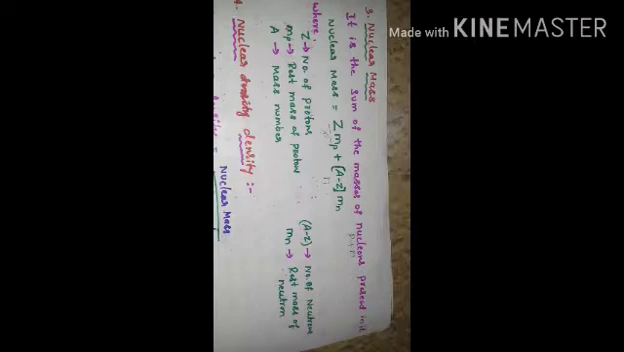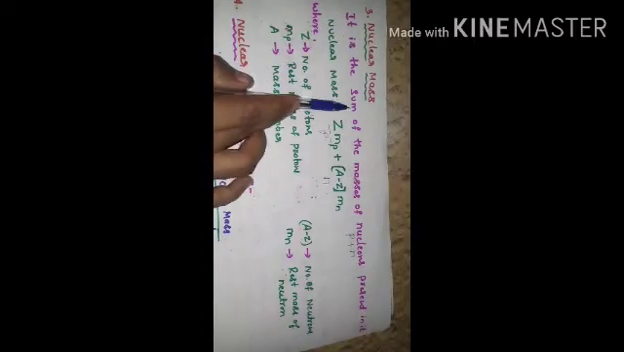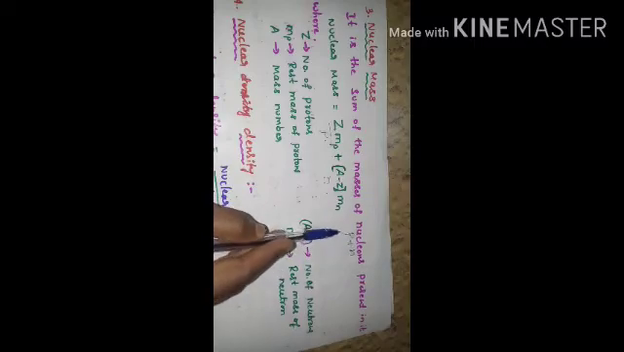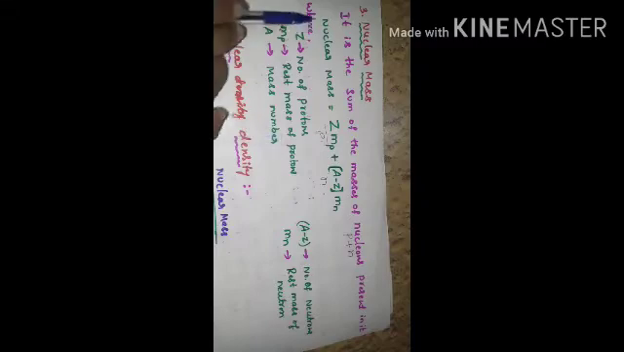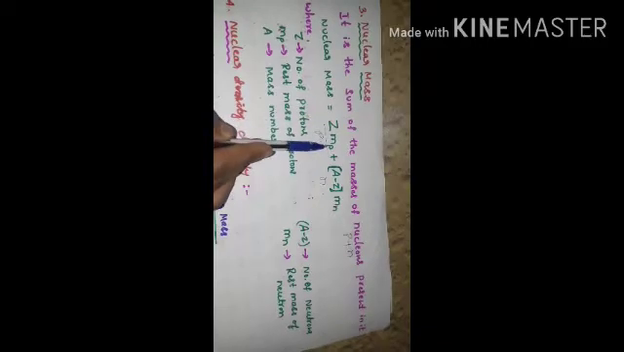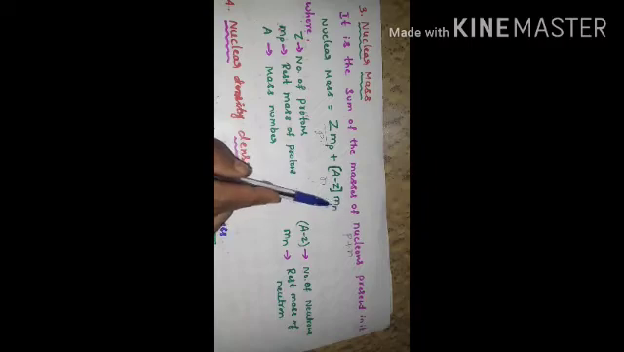Then coming to the third characteristic, that is nuclear mass. Nuclear mass is the sum of the masses of nucleons. Nucleons means protons plus neutrons. Both the masses together are known as nuclear mass. Therefore, nuclear mass is equal to Z Mp, where Z is the atomic number and Mp is the mass of the proton. This is related to proton mass plus neutron mass.